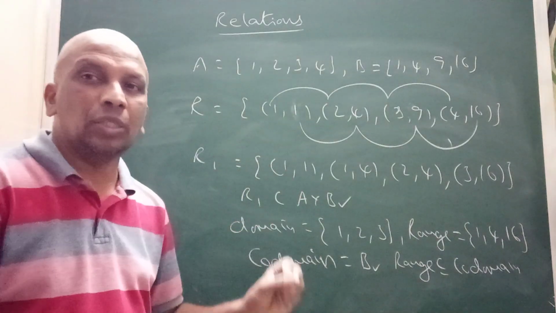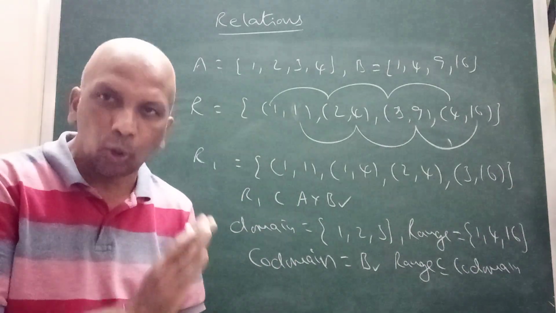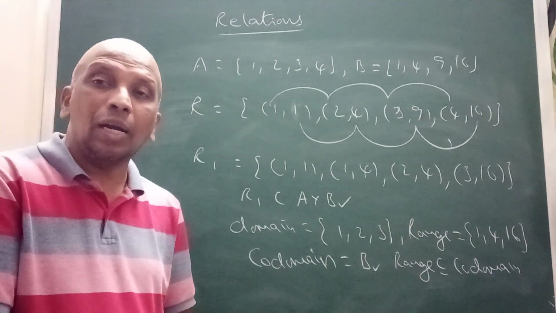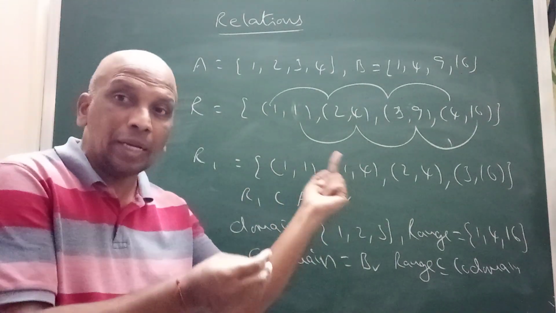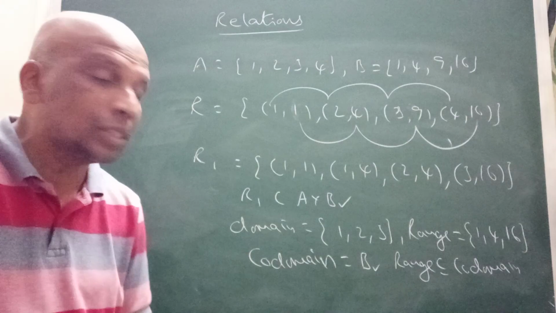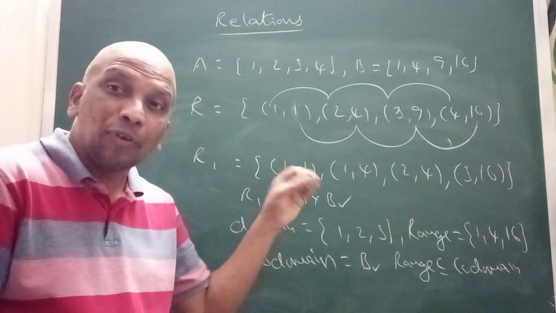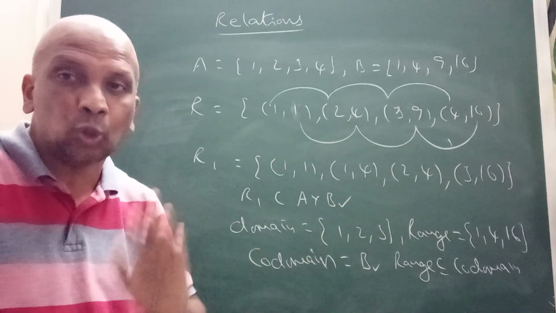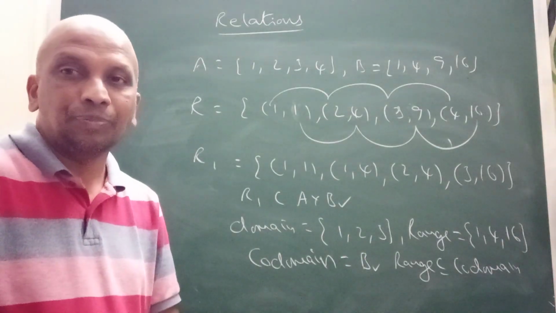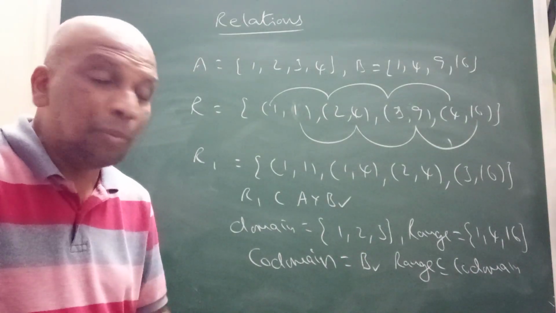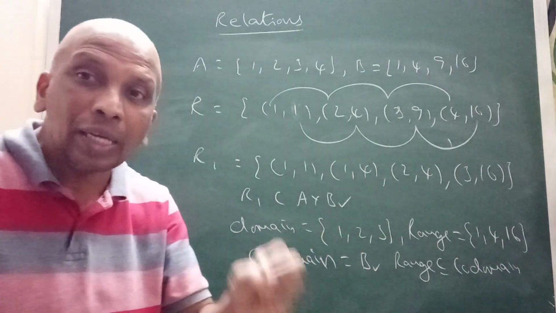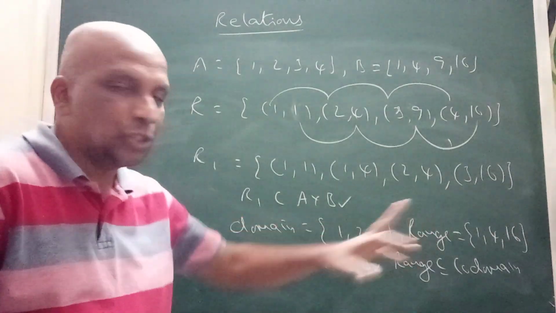In any relation, the set of first elements in the given ordered pairs is known as the domain. In any relation, the set of second elements of the given ordered pairs is known as the range.